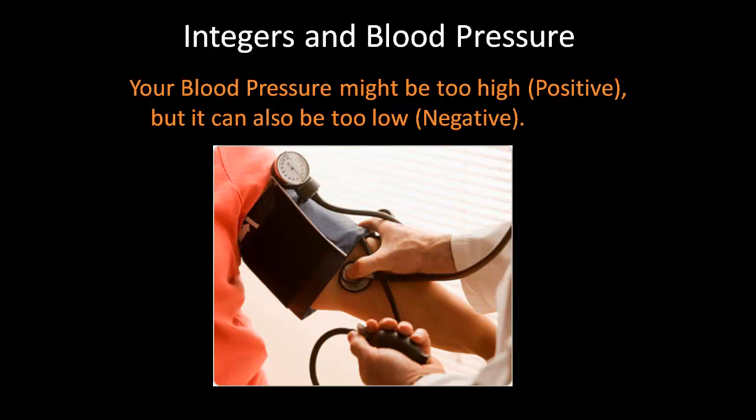Integers are involved with blood pressure. We could have low blood pressure, which means our blood is not pumping hard enough through our veins, or we could have high blood pressure, suggesting that we have blocked arteries and capillaries and perhaps the onset of heart disease.